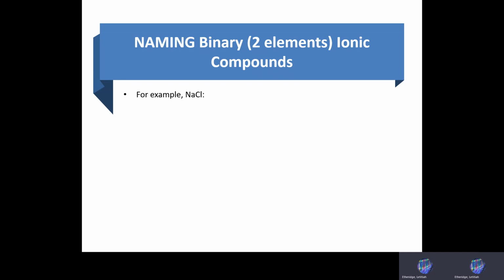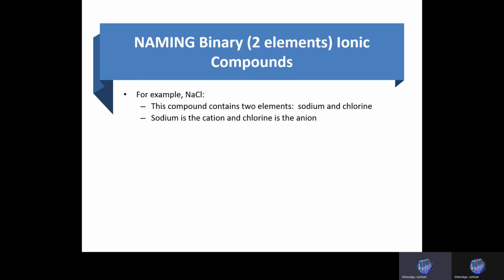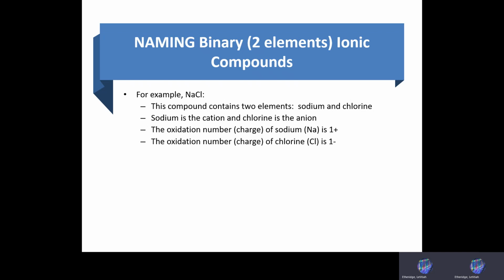So let's give an example. The example that we have is going to be NaCl. The compound is binary. It contains 2 elements. That would be sodium and chlorine. Sodium is going to be the cation. Chlorine is going to be the anion. So sodium is going to be positive. Chlorine is going to be negative. The oxidation number, also known as charge, of sodium is +1. Remember, it is in group 1, so that's why it has that charge of +1. The oxidation number or charge for chlorine is going to be -1.